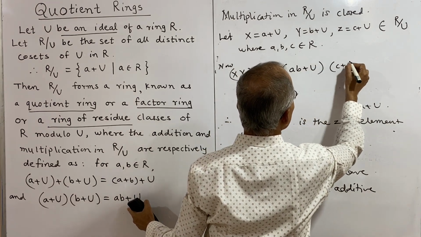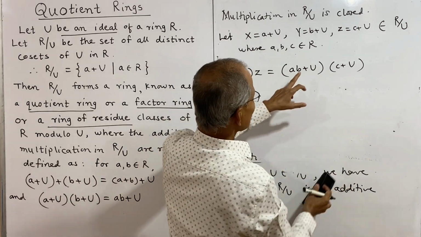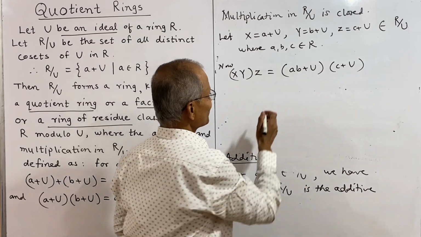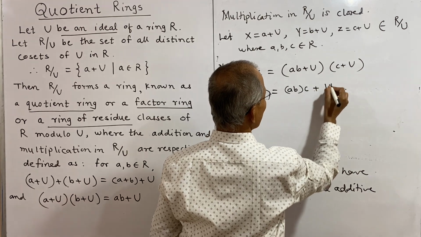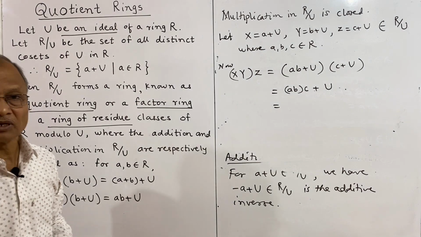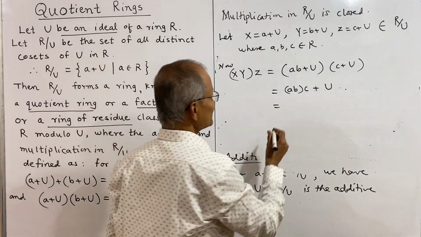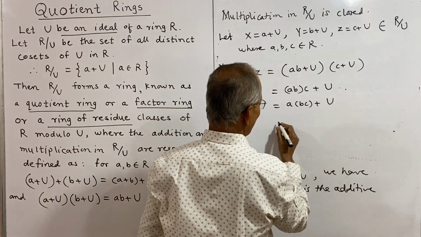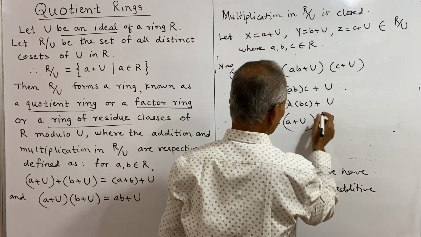z is c + U, and again the product of these two. How is the product defined? These elements are multiplied, ab and c. So this product will be (ab)c + U. Because multiplication in ring R is associative, we can write this as a(bc) + U, and that can be written as (a + U)(bc + U).